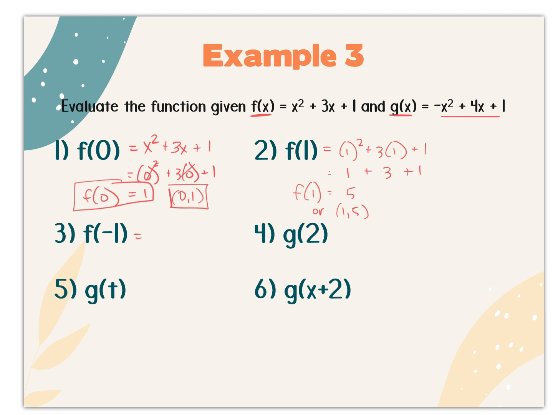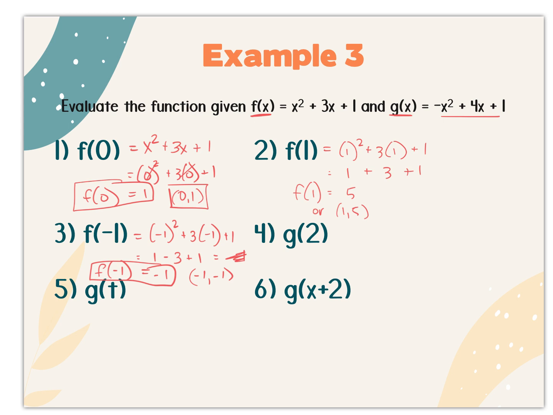Negative 1. So again, you remember your order of operations and all that, but you're going to do negative 1 squared plus 3 times negative 1 plus 1. Again, negative 1 squared is 1. 3 times negative 1 is minus 3. And you're going to end up getting minus 1. So I know the value of my function when x is negative 1 is negative 1. Or I can write it as an ordered pair with input and output.